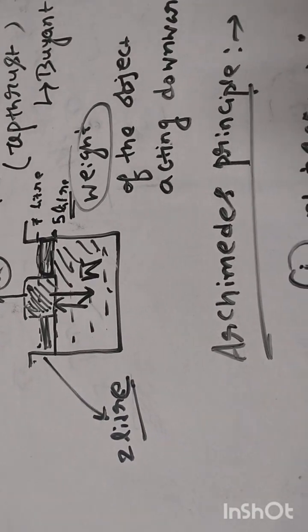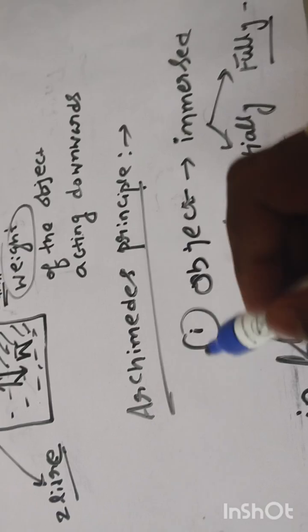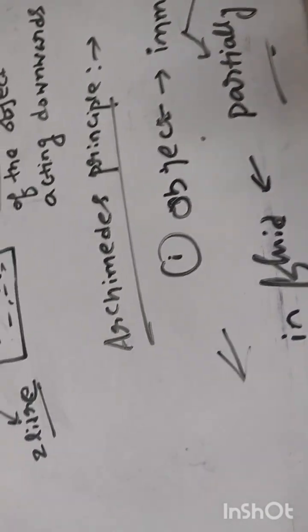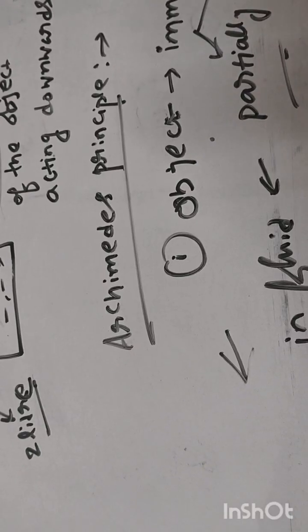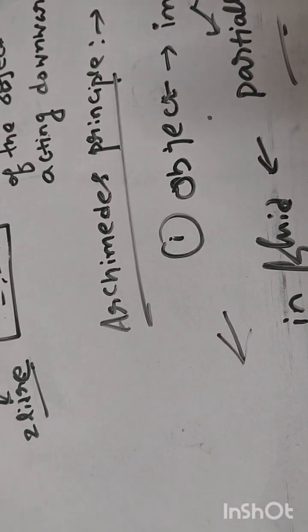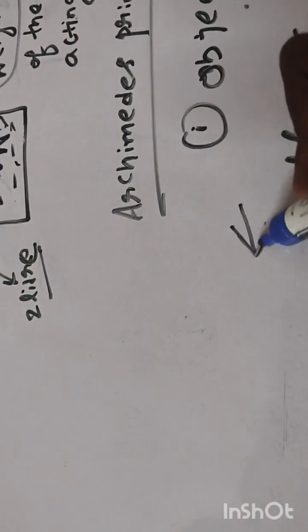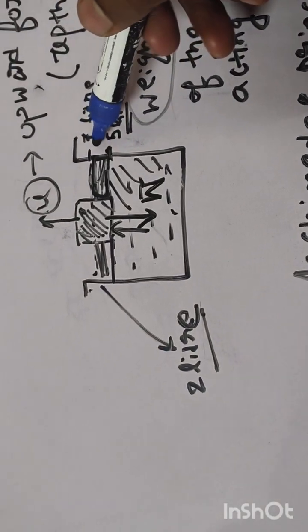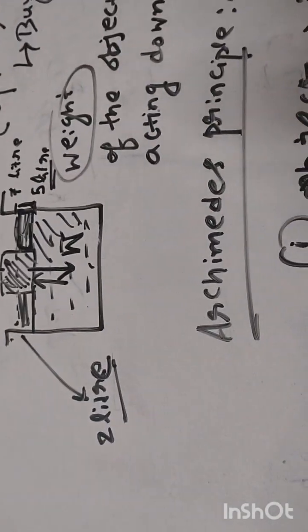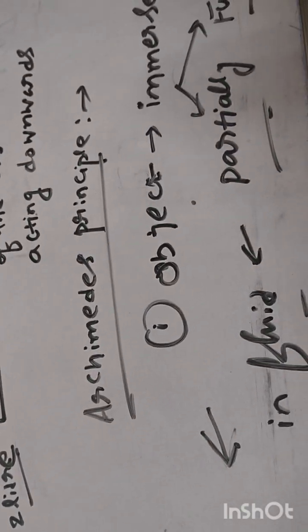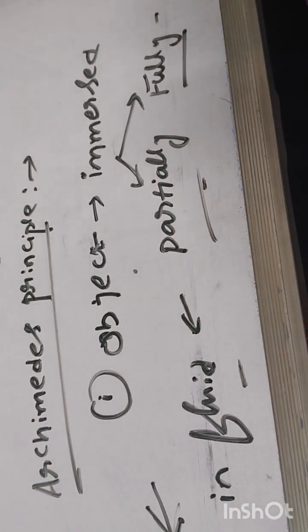Now, whenever the object is partially or fully immersed, anything going into the water increases the water level. Similarly here also, the water level is increased. Now, water level is increased by whom? By the object. That means whenever an object is immersed in the fluid, partially or fully, it displaces some liquid.